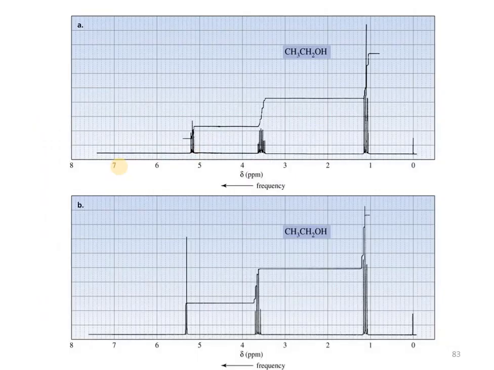So next, we can again compare these two. You can easily identify that this is due to the pure sample and this is due to the impure sample. So these peaks are shown.